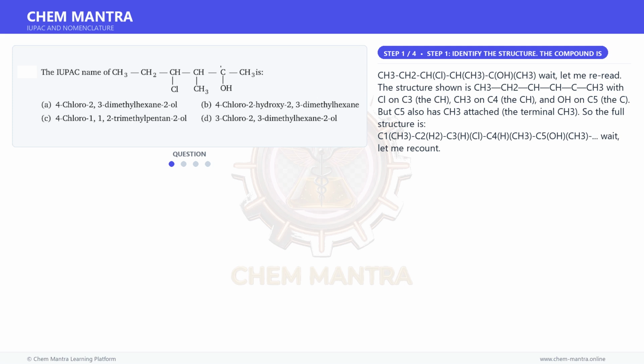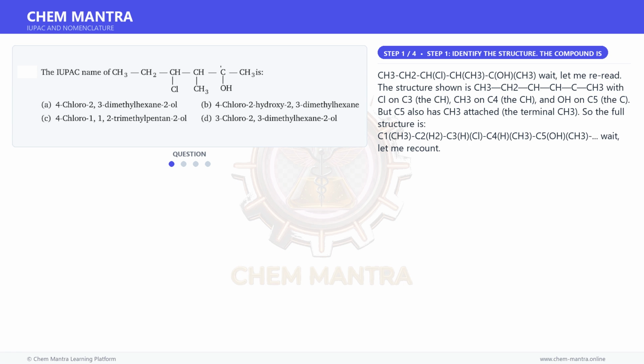Wait, let me reread. The structure shown is CH3, CH2, CH, CH, C, CH3 with Cl on C3, the CH, CH3 on C4, the CH, and O on C5, the C. But C5 also has CH3 attached, the terminal CH3. So the full structure is C1, CH3, C2, H2, C3, H, Cl, C4, H, CH3, C5, O, CH3.